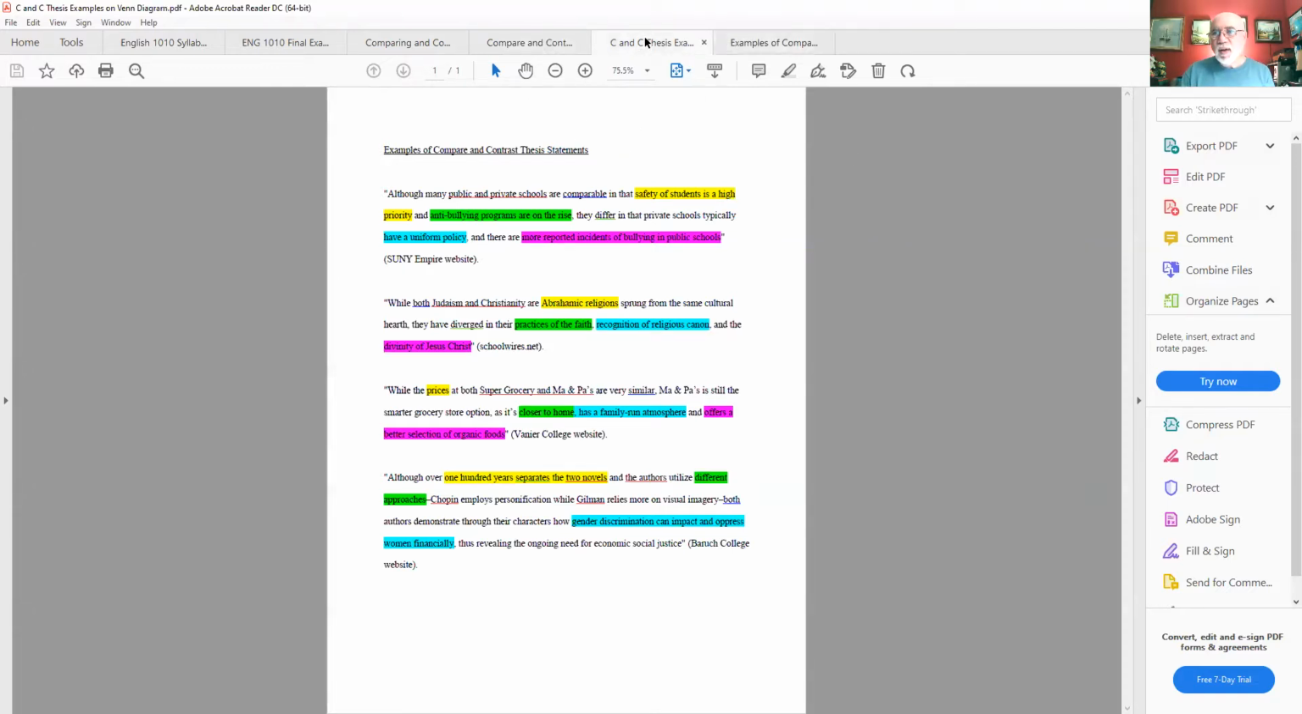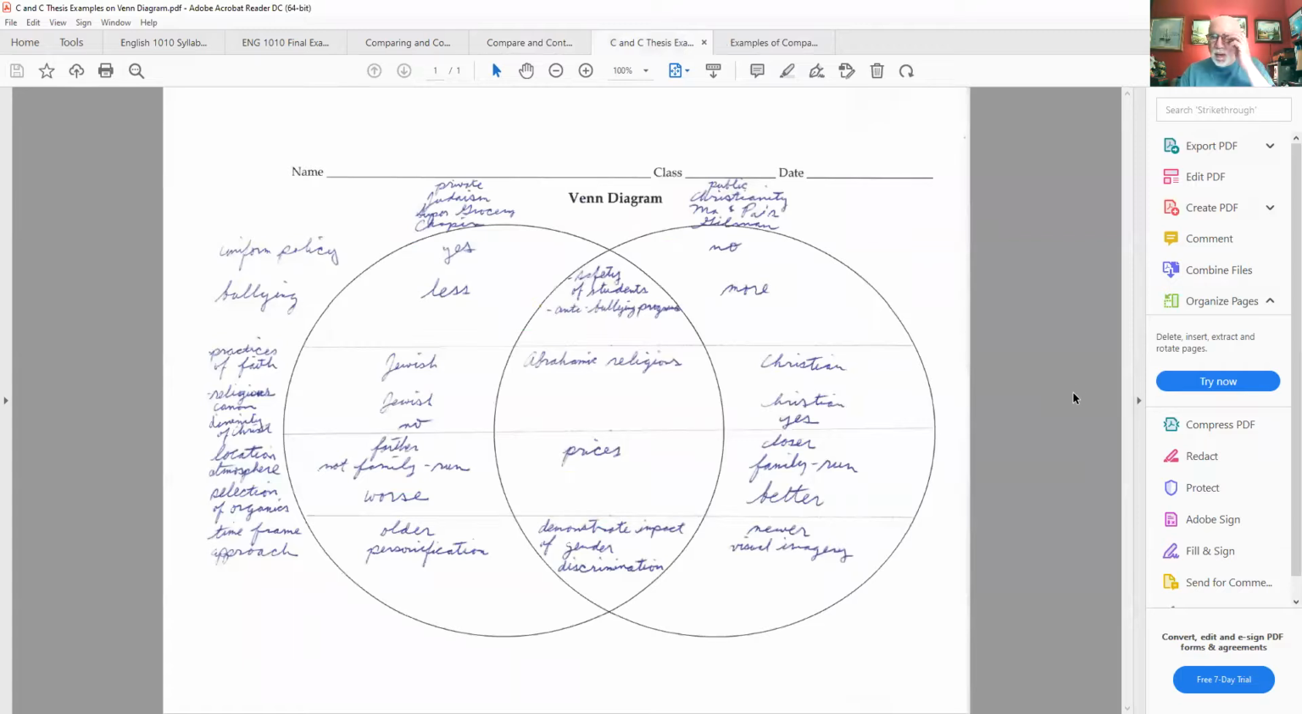I showed you this in class. Most of you were in class on Thursday, so you've seen this. I'm sorry for my bad handwriting, but you want to say in your thesis, you want to state the 3 points of comparison and contrast.